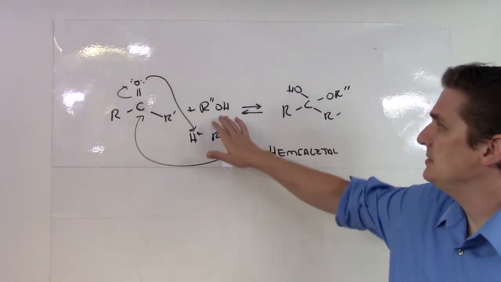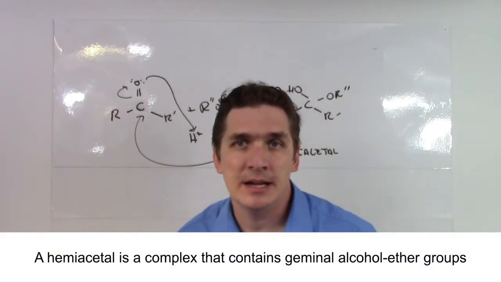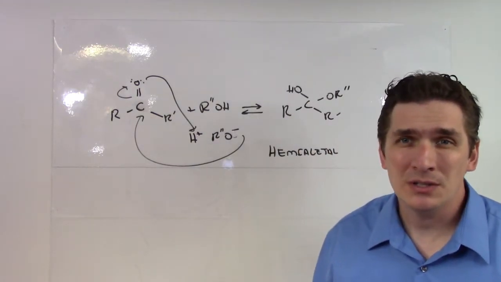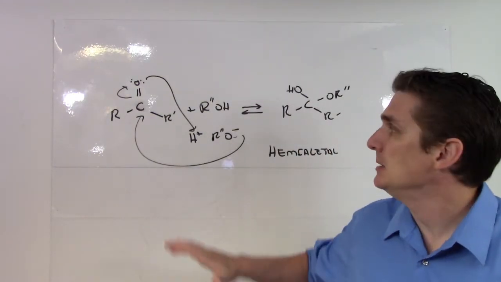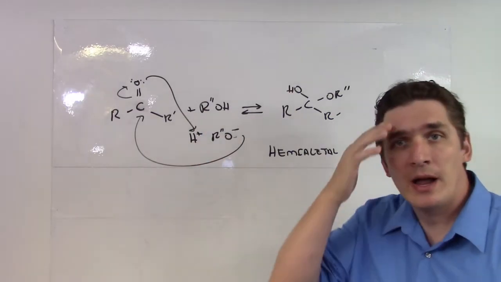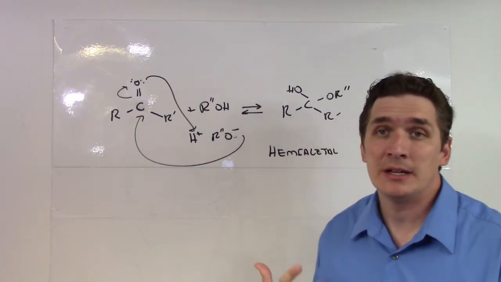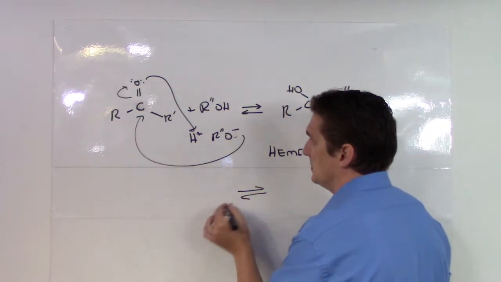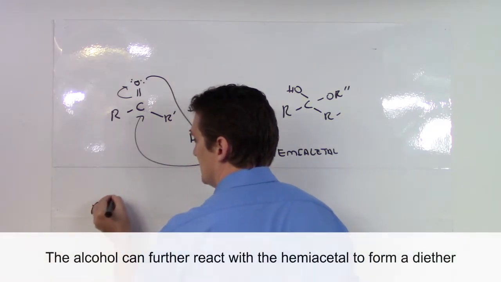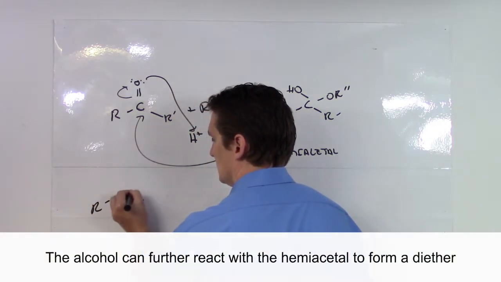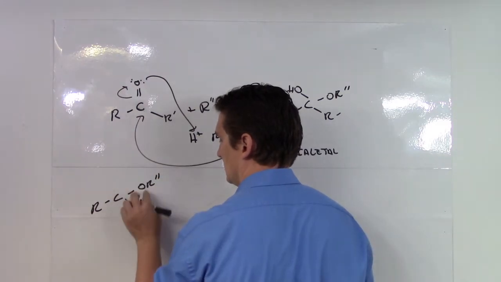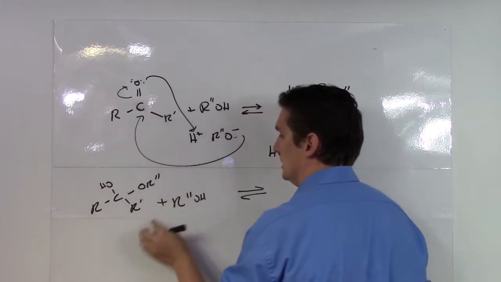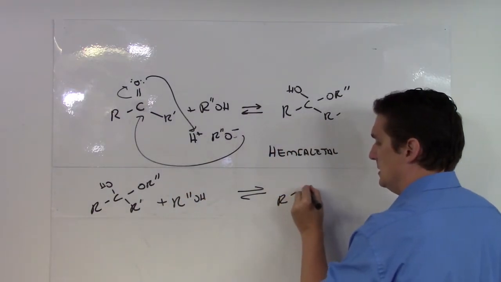Now, if we just had equivalents of alcohol and aldehyde, this is what we'd expect to get, and this is a reversible reaction. So we would want to drive this by adding more alcohol, but here's the problem: the more alcohol we have, the more likely we are to drive the second reaction, also reversible, which is the reaction of this hemiacetal with the same alcohol to give us the acetal.